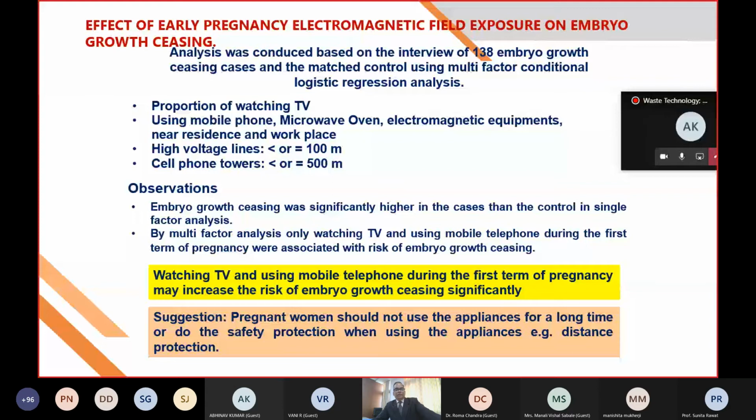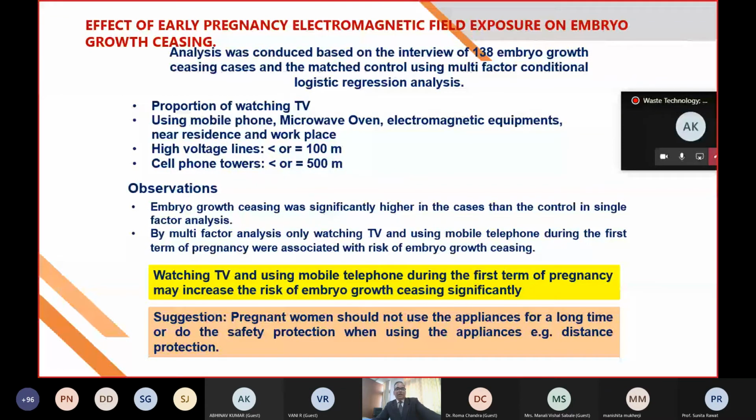A number of studies have shown that embryo growth ceased significantly if they have been exposed. By multiple factor analysis, only watching TV and using mobile phone during the first term of pregnancy were associated with risk of embryo growth ceasing.